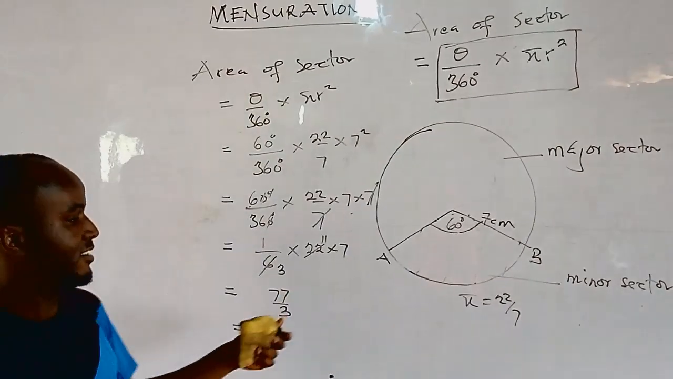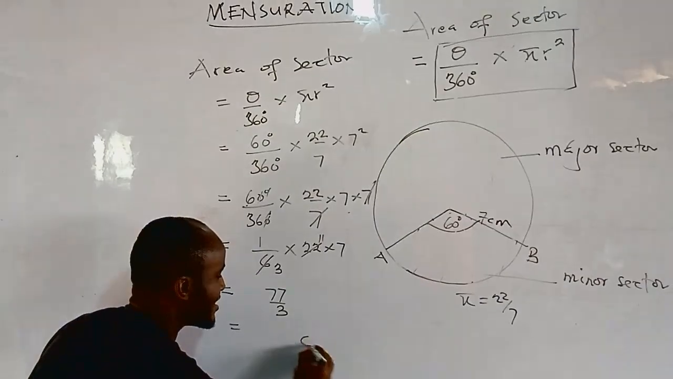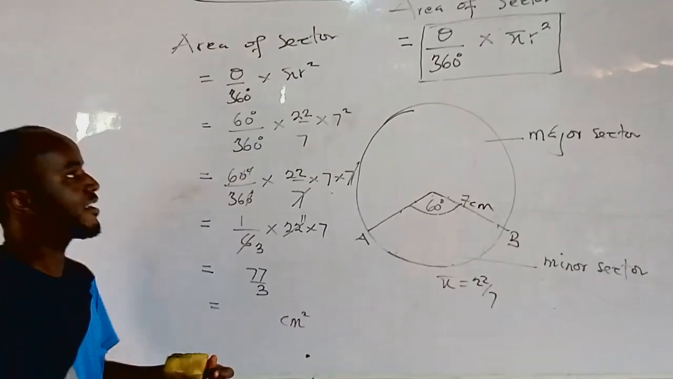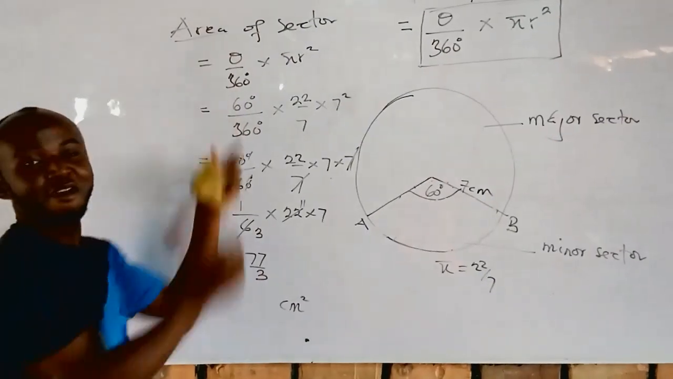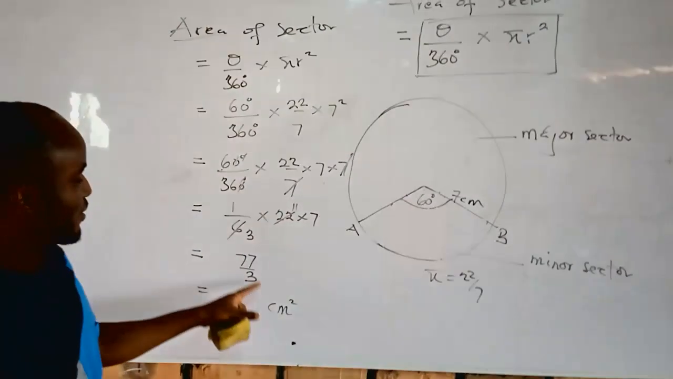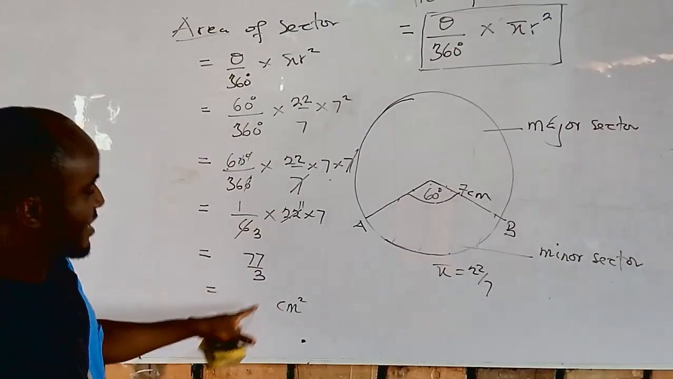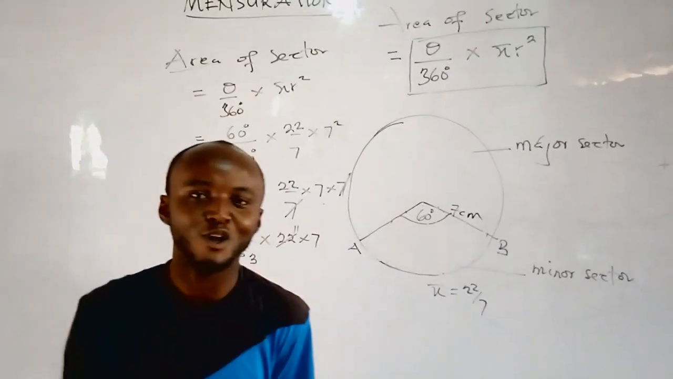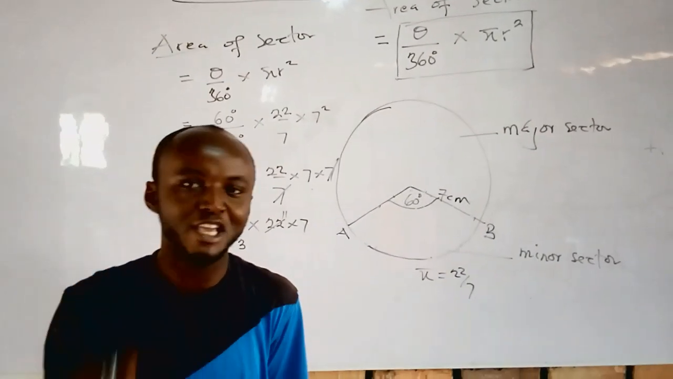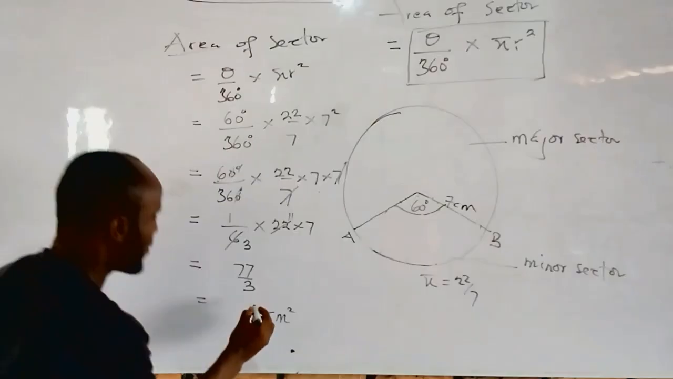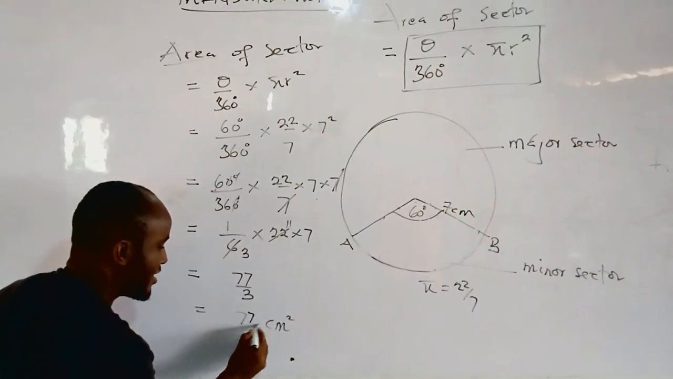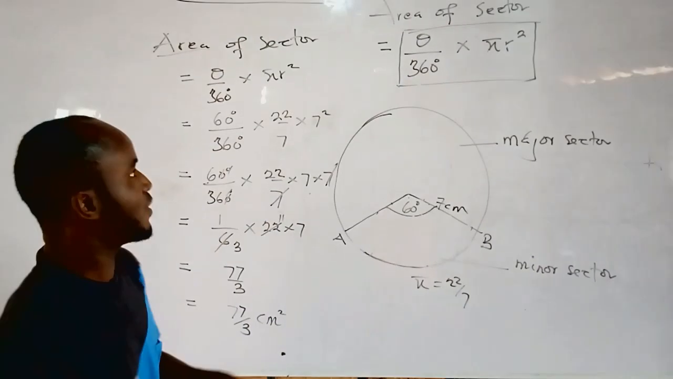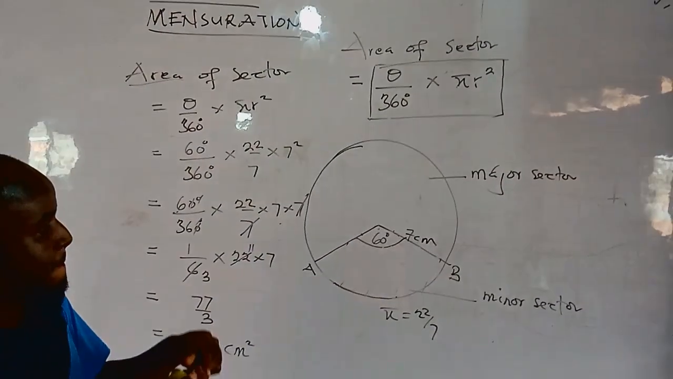You divide, then bring your units. The unit will be in centimeters squared, because it's talking about area, please. Area is measured in squared units. So 77 out of 3 centimeters squared. You convert it to a decimal. They can ask you to leave it in one decimal place or maybe 3 significant figures. You take note so that you leave it in the appropriate form in which they want. So that's how you're going to solve it.